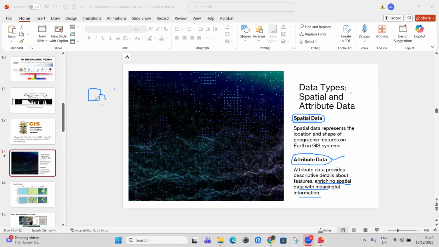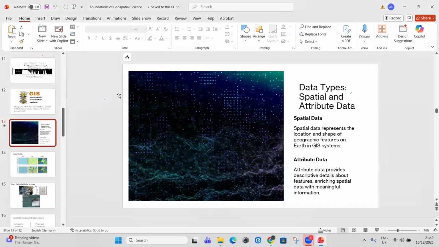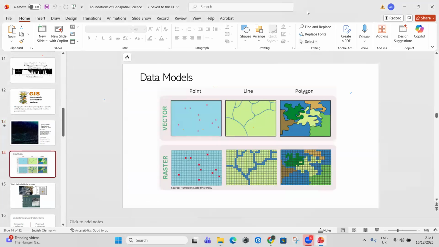So what if it was just a building? I don't have any information about it. It is very less meaningful, right? So what if I know the house number, the number of people living in it? That attribute data makes it more meaningful. Okay. So your data has two types: one is spatial data and the other is attribute data. Okay.